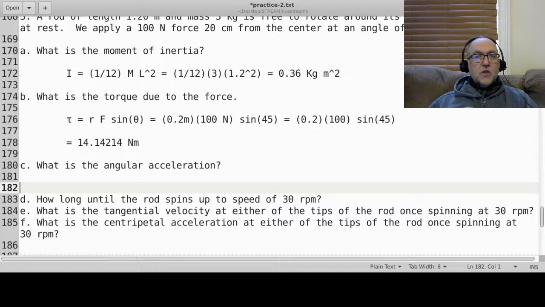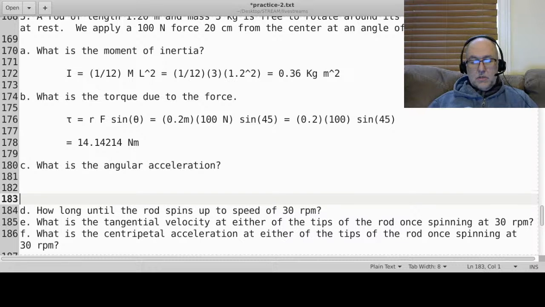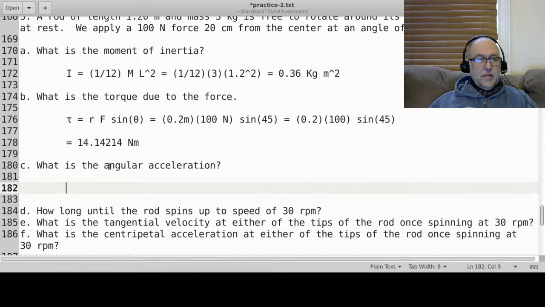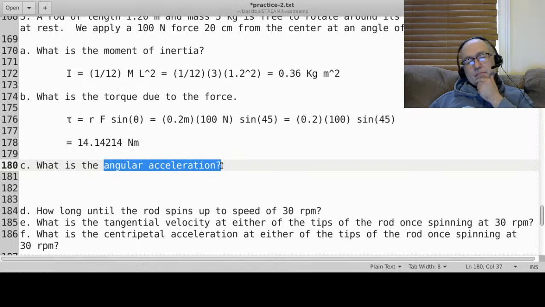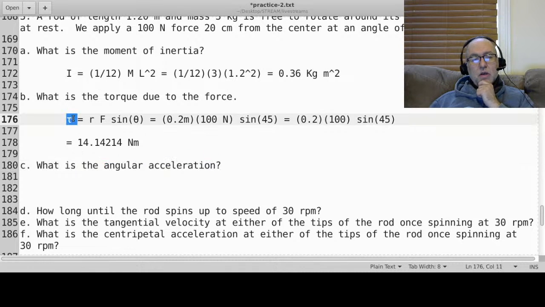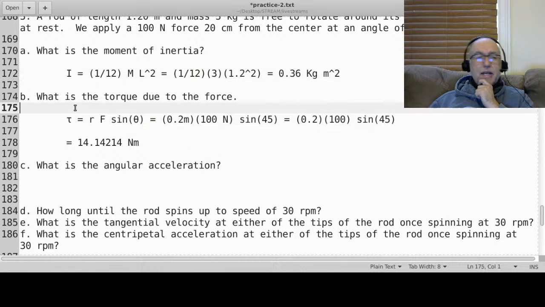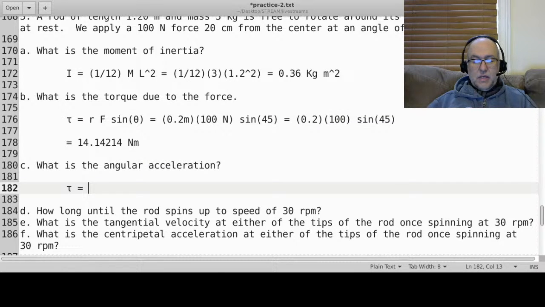Let me see if there's any questions. Nope. All right. So now what? Well, now I ask for what's the angular acceleration, and you go, is there a relationship between the torque, the moment of inertia, and angular acceleration? And the answer is, of course, yes. It's tau is equal to I times alpha.